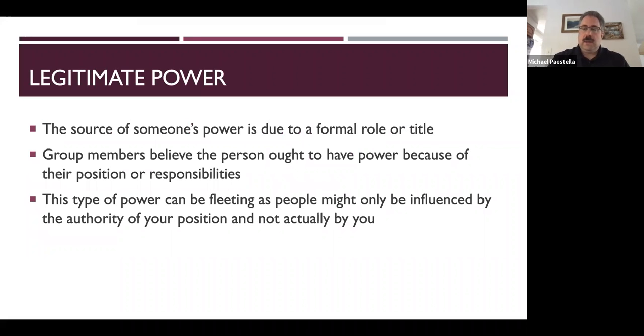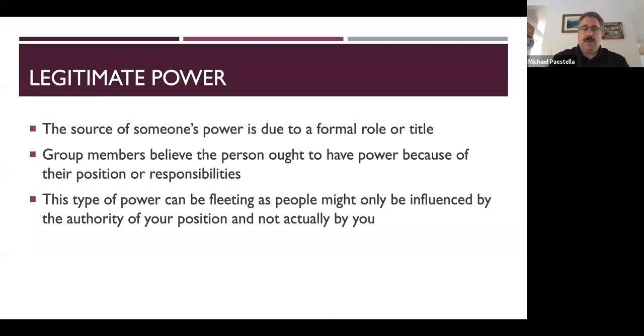Now, the first in the positional listing is legitimate power. When we think of legitimate power, the source of someone's power comes from their role or title. That may be something they were hired for, or something they were elected to, or something where you're meeting with them because they have that title. Group members believe that person ought to have power because of the position or the responsibilities tied to that position. However, this power can be fleeting in how it influences people because it's based on the authority of your position and maybe not because of you.